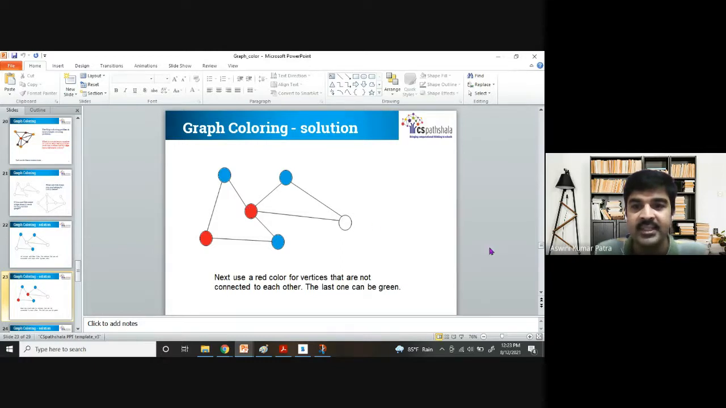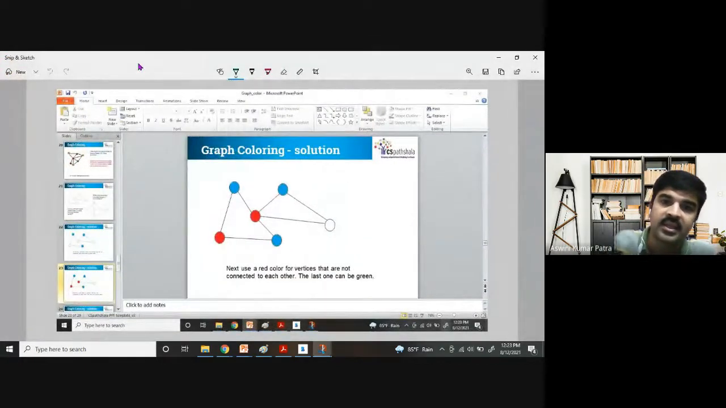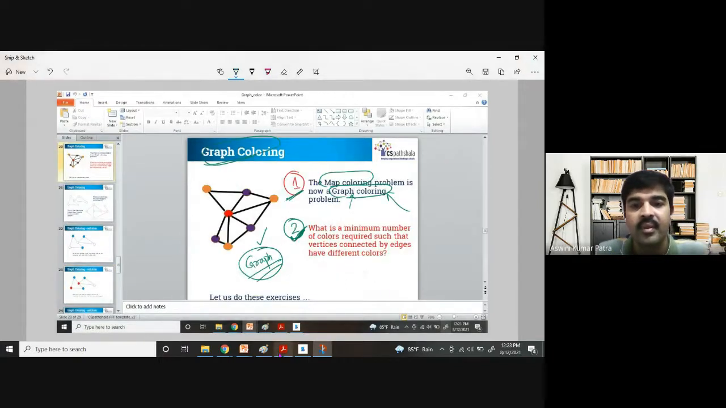Now the idea is, this is a node. I cannot use blue. I cannot use this color because that will be adjacent. So I can use some different color for this. Okay, that's how the graph problem could be visualized. I can use a different color.